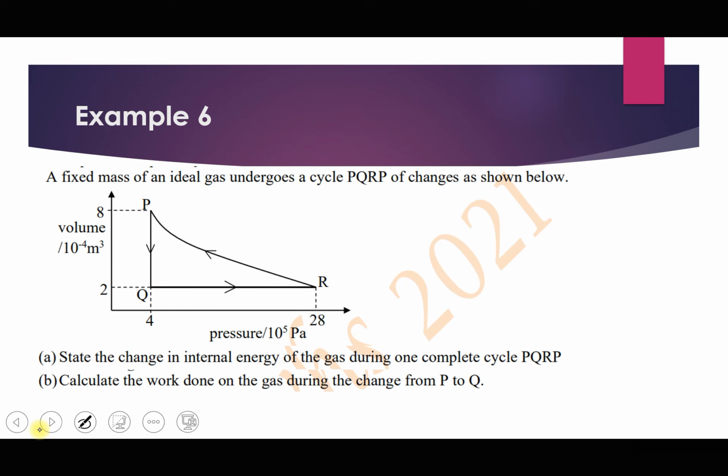A fixed mass of an ideal gas undergoes a cycle PQRP of changes as shown below. So this is the cycle. State the change in internal energy of the gas during one complete cycle. So if we start from P at a temperature say T1, we move to R, we come back to Q, and we come back to P where the temperature is T1, it means the change in temperature equals 0. The initial and the final temperature are the same.